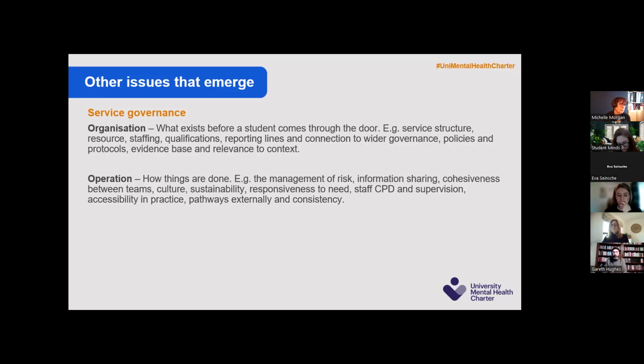Then there's the actual operation. So how are things actually done in real life? Because very often there's a variation between what the plan was and what people actually do. How do you actually manage risk when it comes in? How do you make decisions about sharing that information? What's the culture of the team? Are people able to challenge each other? All of those kinds of things. And how are things referred out?